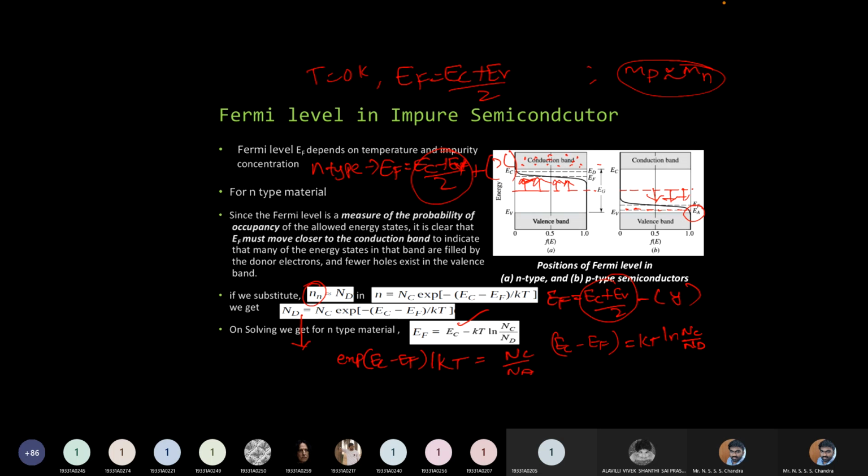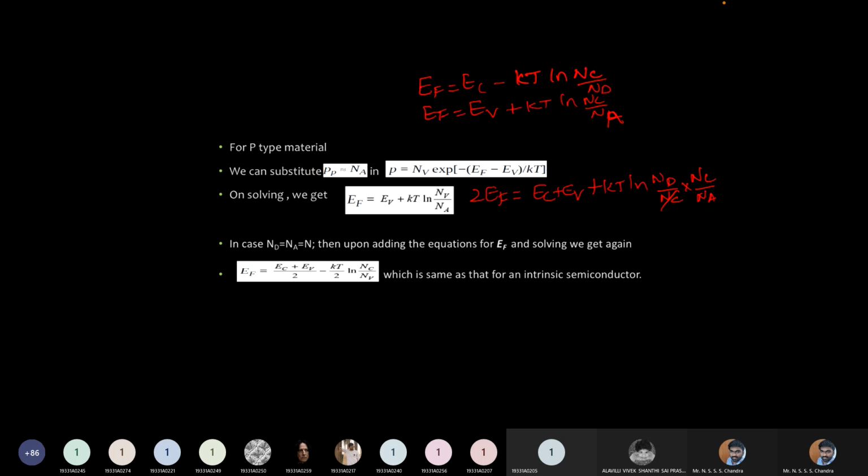Just let me see, it's Nc by Nd, and here we have Ef is equal to Ev plus kT. Okay, it is Nd by Nd, and then you have Nc by, so this is Nv by Na, Nv by Na.